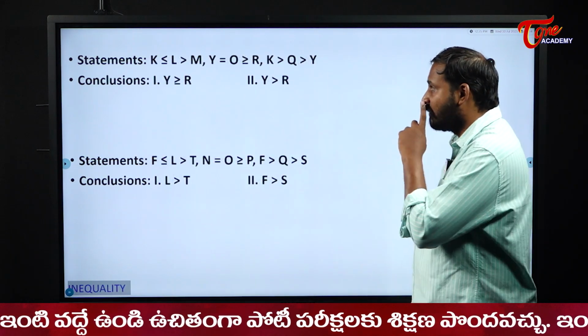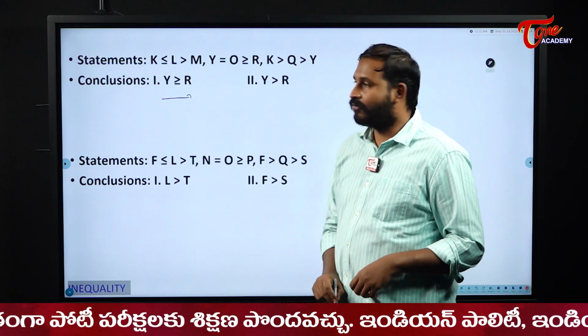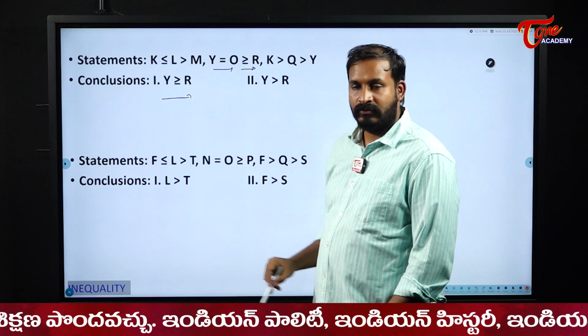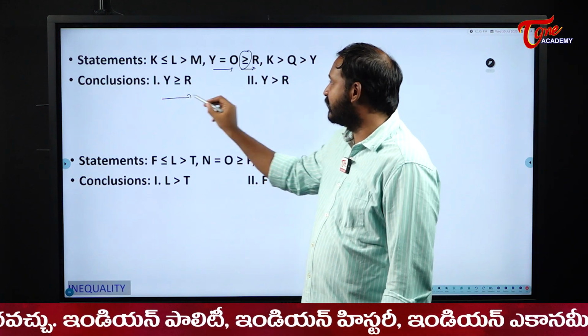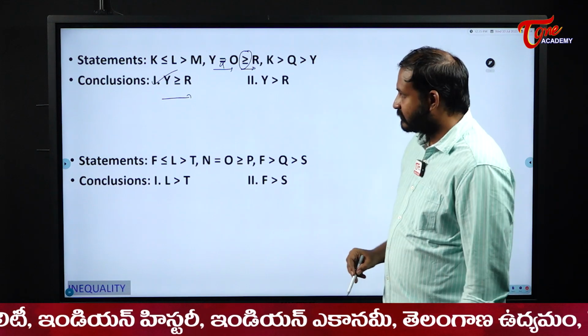Pause the video and try to solve this one, students. I should travel from what? Y to R. So, Y to O I can go, O to R I can go, and throughout my journey I have the same symbol, yes, equal to is negligible here. Yes, so that is correct.